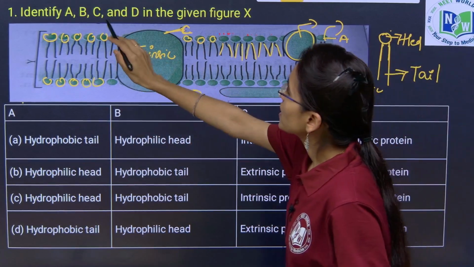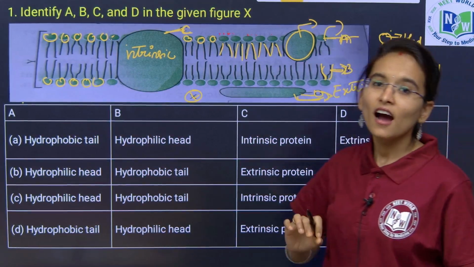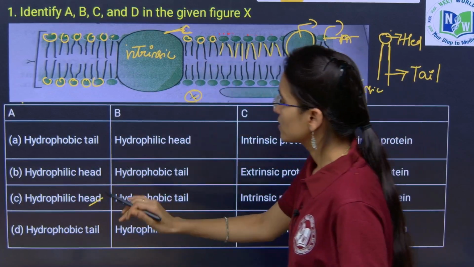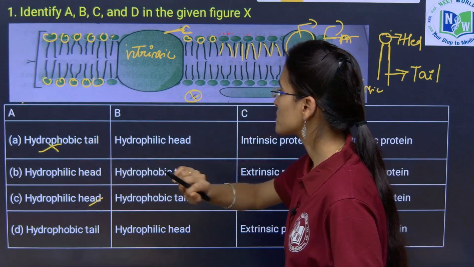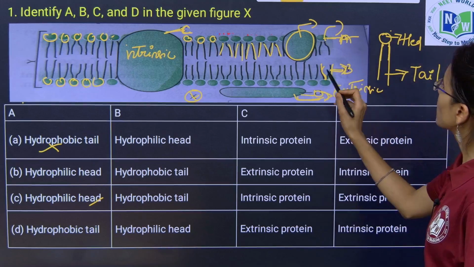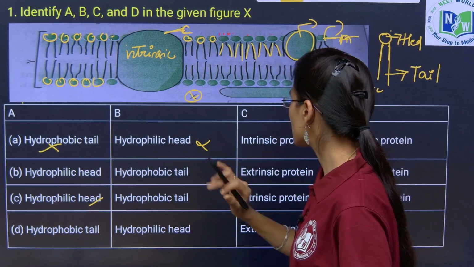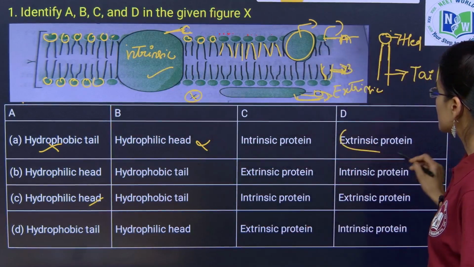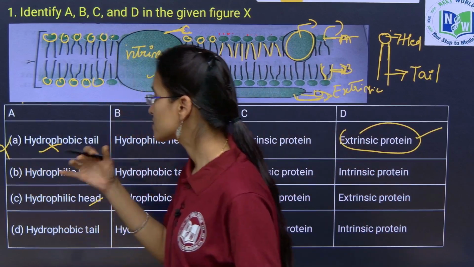Identify A, B, C and D in the given figure X. What is A? A is the hydrophilic head. Option A says hydrophobic tail, so it is a wrong option. And what is B? B is hydrophilic head? No, B is actually what, children? B is the hydrophobic tail. So this option is also wrong. C is intrinsic protein, yes, this is correct. And D is extrinsic protein. These two are correct but these two are incorrect, so option A is the incorrect option.